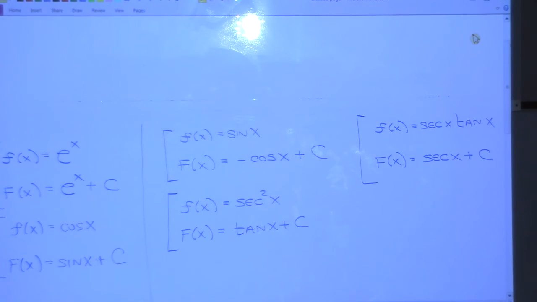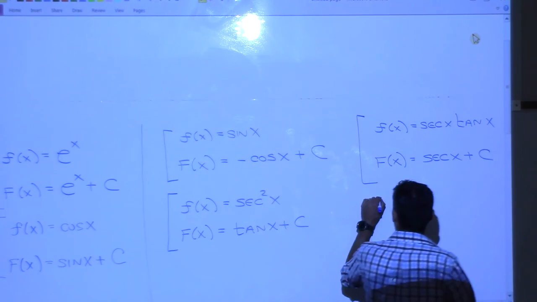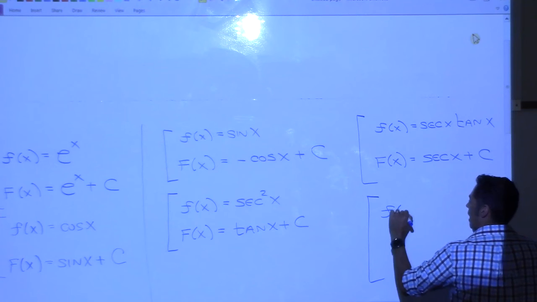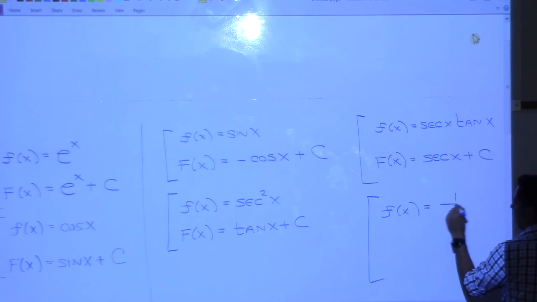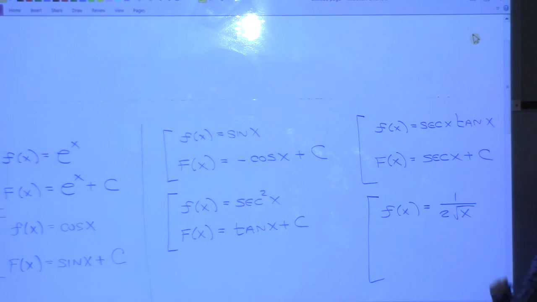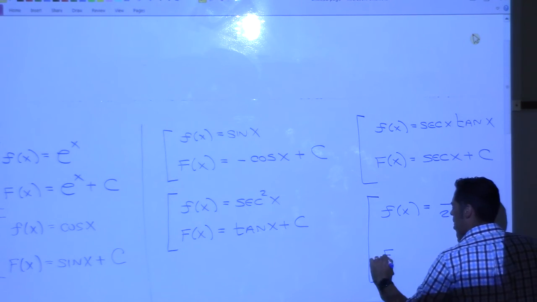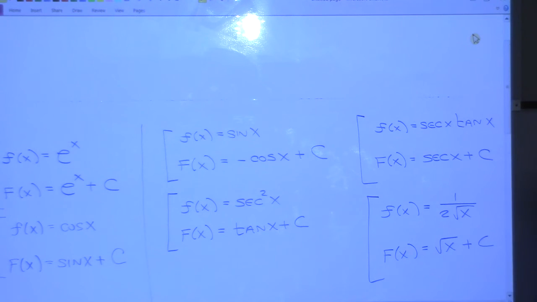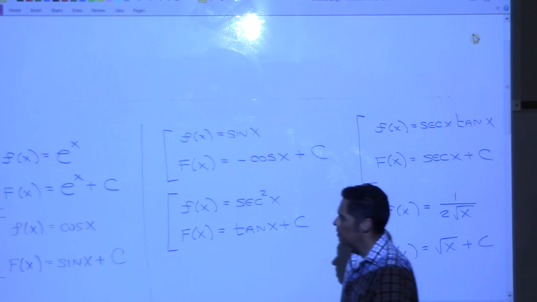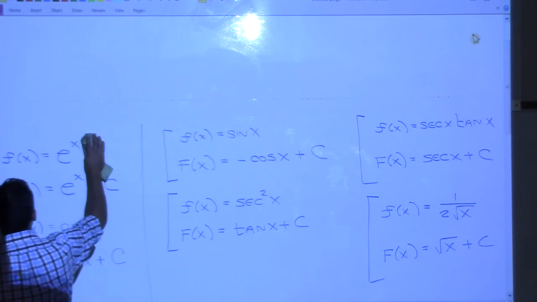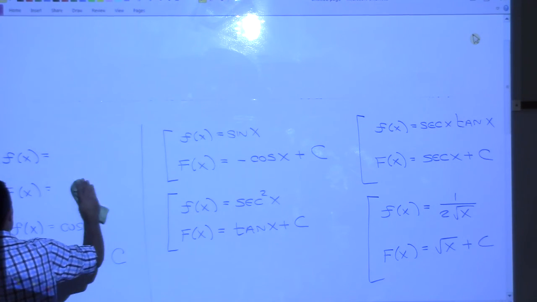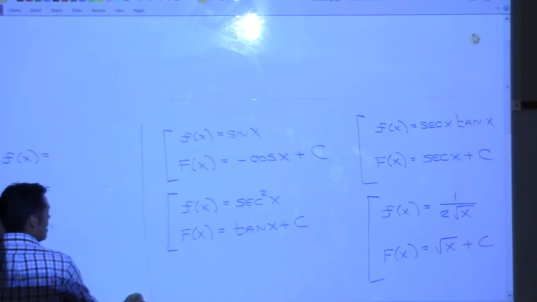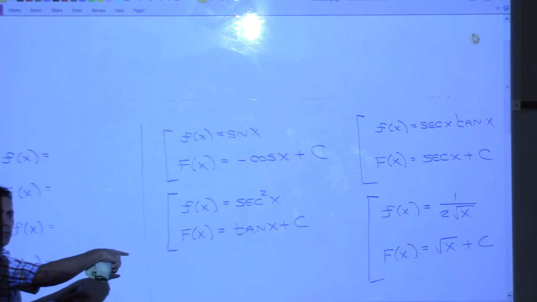1 over 2 radical x. Okay, if you want to put that, we can do that. It's not trig, but that is something that we talked a lot about, and it's burned into your brain. The antiderivative of this would be just root x plus c, right? Okay, I've got one for you. We'll just keep filling these out. We could keep going with the trig ones, couldn't we?